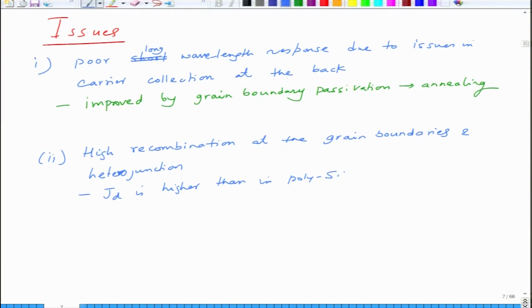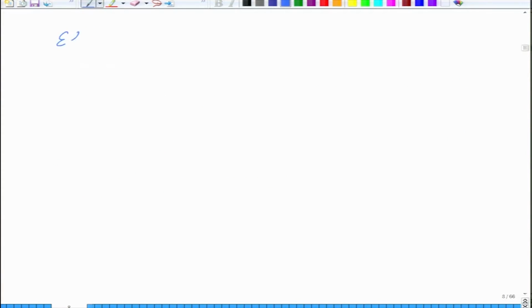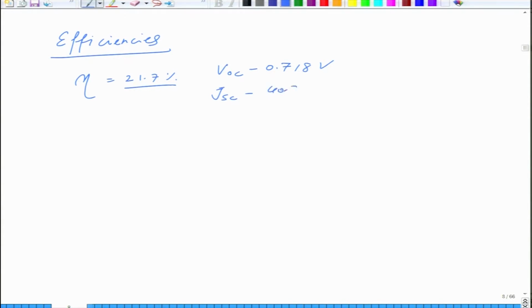So, these are certain issues in these solar cells, and as I said, the efficiencies of these solar cells have increased to 21.7% approximately, with a VOC of nearly 0.718 volt and JSC of nearly 40.7 milliamps per centimeter square. This is at the lab scale. So, modules are lower, and this is made by Solar Frontier.